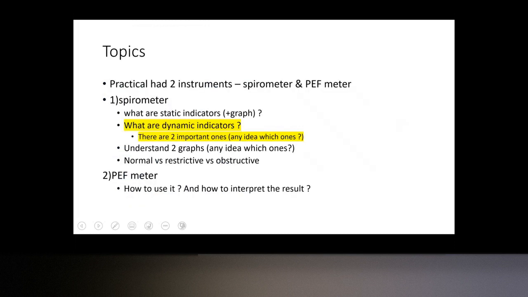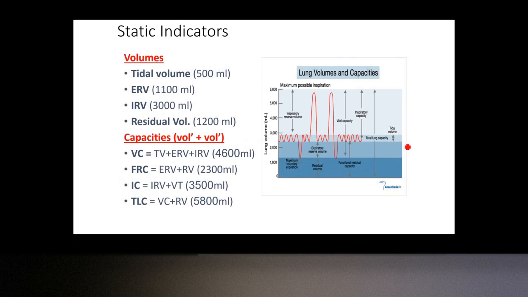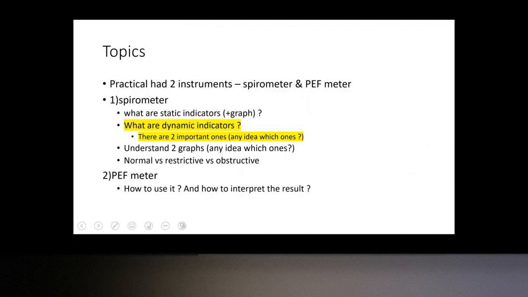Okay, so we discussed the static indicators. This is the graph. Do you guys know this graph? I think you should know this graph. You don't want me to explain this graph, right? If you do not know the graph, then I'll have to explain it. No, continue. Okay, perfect. So what are dynamic indicators?